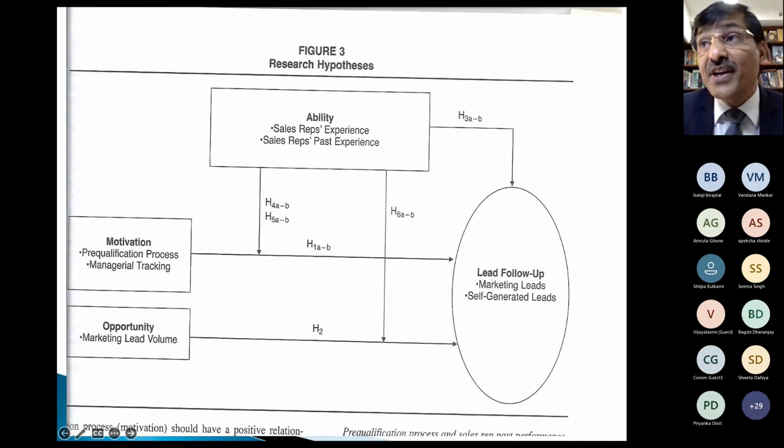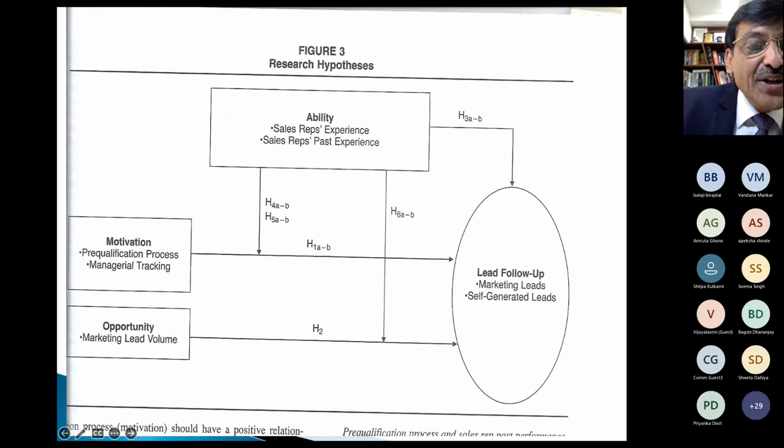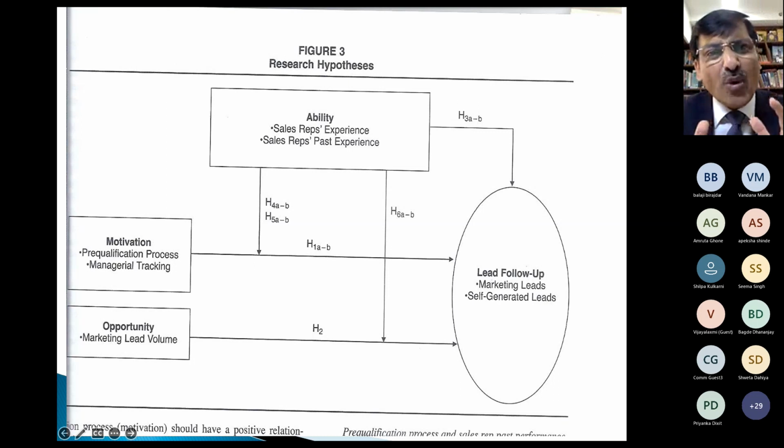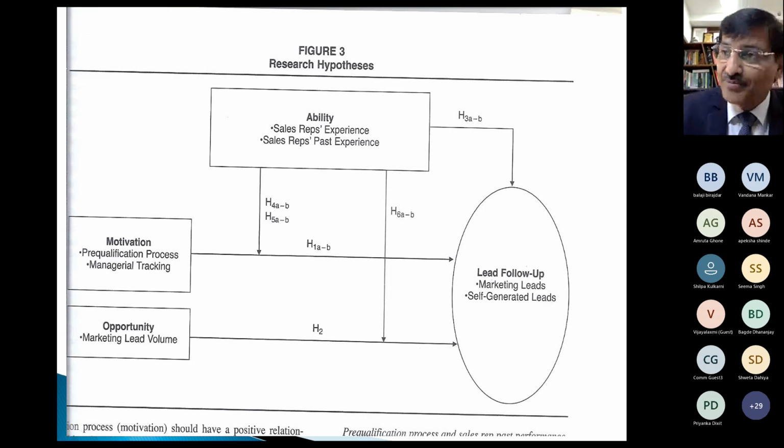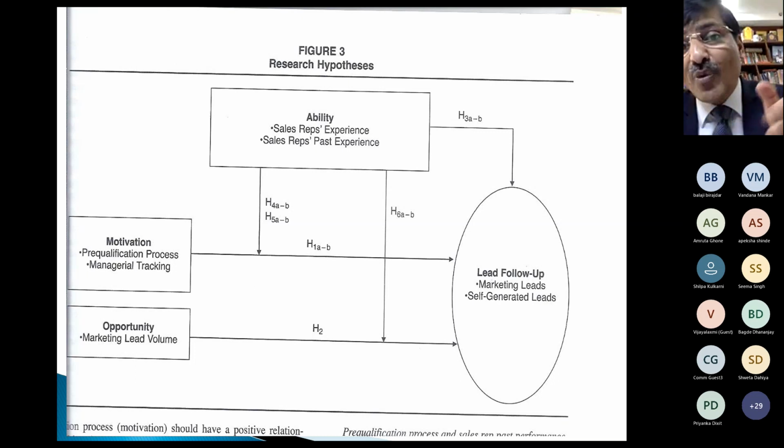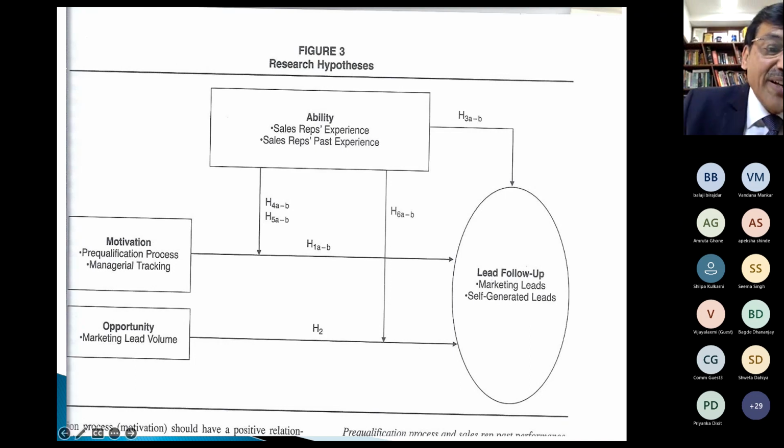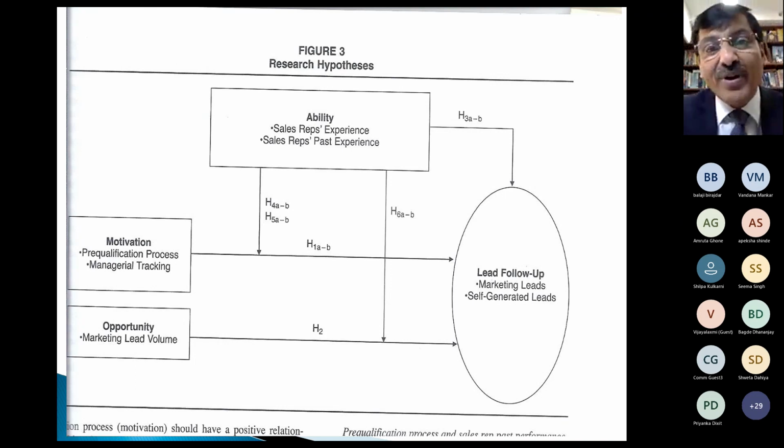Motivation of that sales representative as far as that lead is concerned. That means whether the sales representative thought that the lead he got from the marketing department is pre-qualified well or not, whether he felt the quality of that lead to be good or bad. And second, motivation for him was whether somebody is going to ask the question later on: I had provided you 20 leads, what did you do? How many of them did you follow? And finally, opportunity. How many leads are provided by marketing people? If more leads are provided, then what happens? If fewer leads are provided, then what happens?